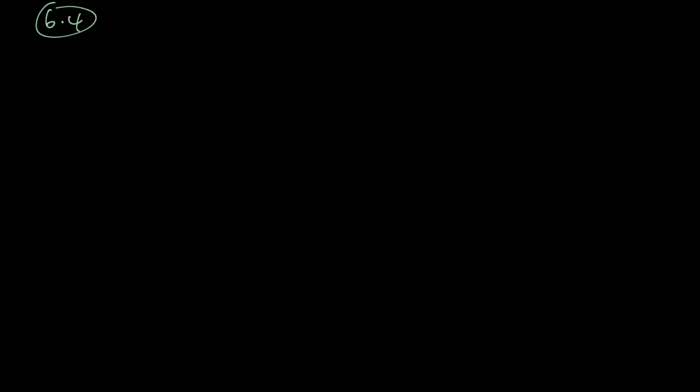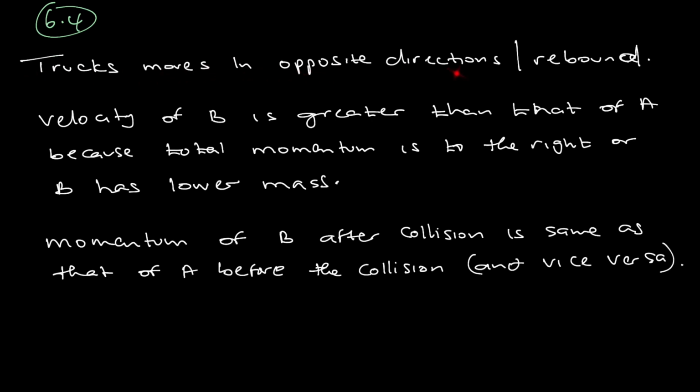6.4, we need to explain, without doing a calculation, how the motion of the trucks immediately after the collision will be different for a collision that is perfectly elastic. Trucks move in opposite directions and rebound. Velocity of B is greater than that of A because total momentum is to the right, or B has a lower mass. Momentum of B after collision is the same as that of A before the collision, and vice versa.